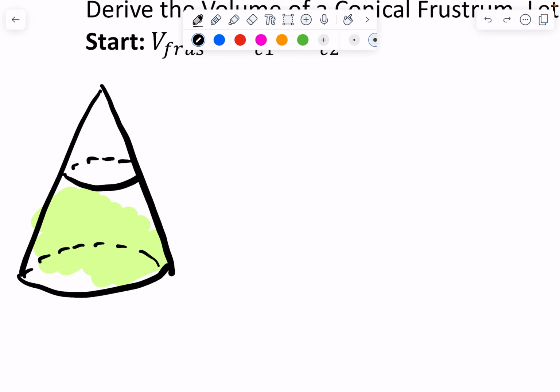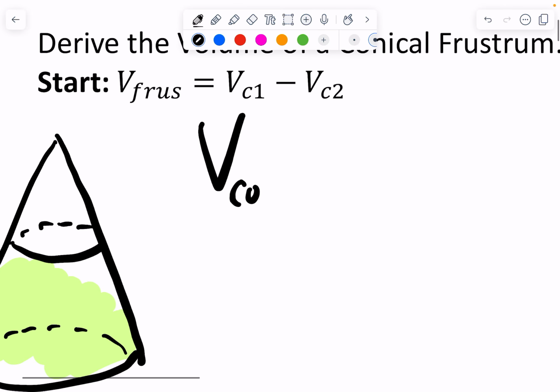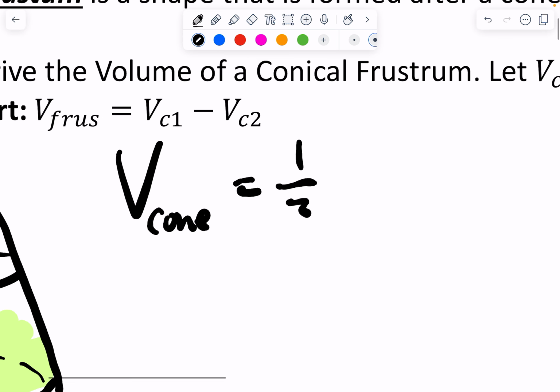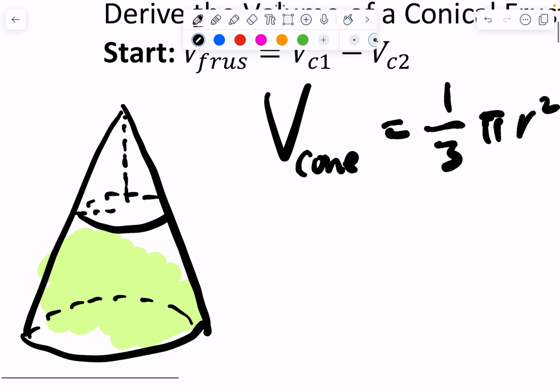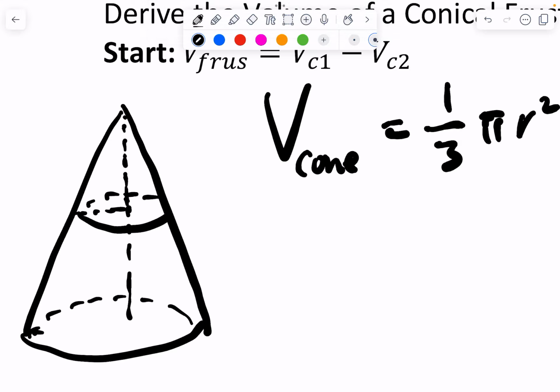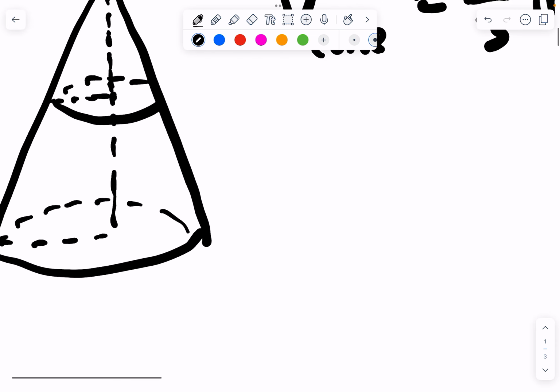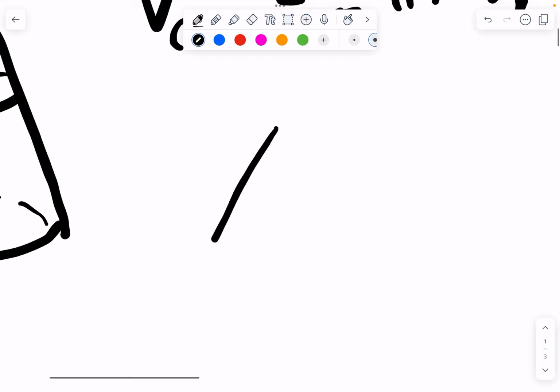And just to review, the volume for a cone is 1/3 pi r squared h, and we will have to use that in our derivation. All right, let's get started. The first thing we want to do is look at the relationships between the two heights. If we look at the triangular cross section, we're going to get something like this.